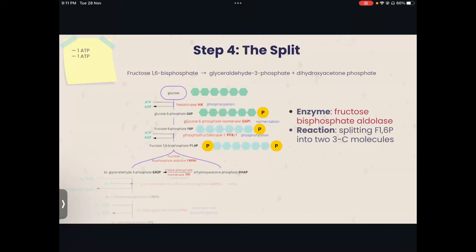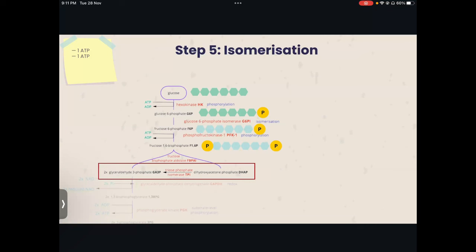And the enzyme that does this is aldolase. You don't need to worry about this too much since it's not very high yield. It's just important so you can understand the rest of the glycolysis pathway. Step five is the isomerization of dihydroxyacetone phosphate to glyceraldehyde 3-phosphate. Again, not too important. I'm adding it so that you can understand the rest of the pathway. So this will result in you having two molecules of glyceraldehyde 3-phosphate.